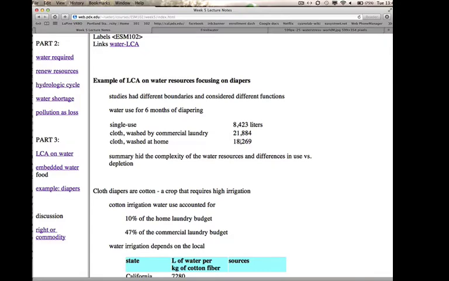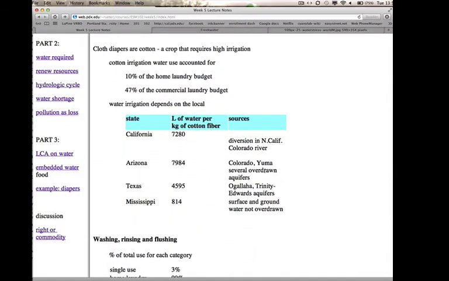So the problem here is that summing it in this way really shows you the water use, but it actually hides some of the complexity and the differences in where this water depletion took place. So first of all, let's look at the cloth that goes into the diapers. The amount of water that it takes to irrigate the cotton to make these diapers only counts for 10% of the home laundry budget, because most of that is for actually running the washing machine, but 47% of the commercial laundry budget, because their washing machines are just generally more efficient.